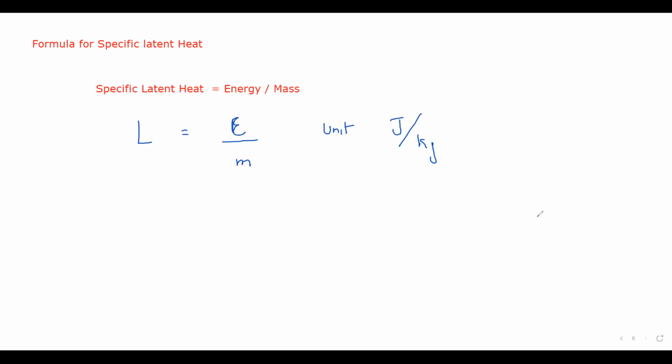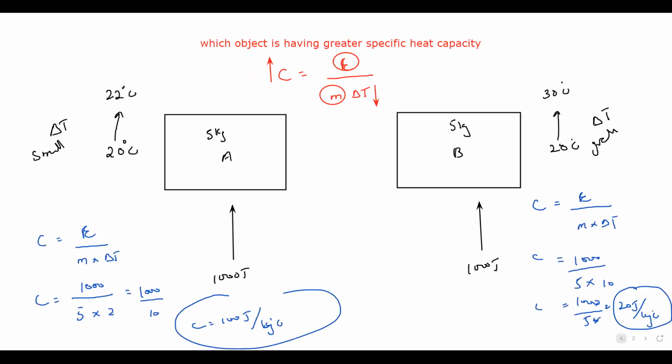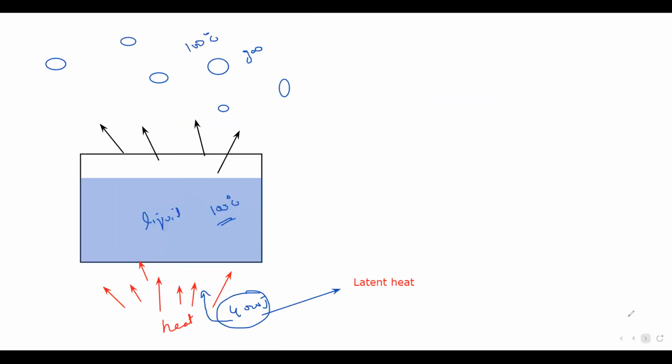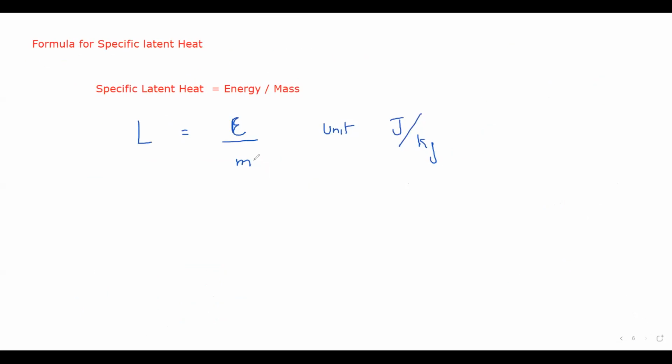So the formulas which you have to learn for this part are the three formulas we already discussed. The first is the heat capacity, the second one was specific heat capacity, and the third one is specific latent heat, which is energy divided by mass.